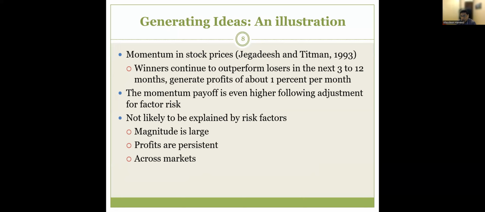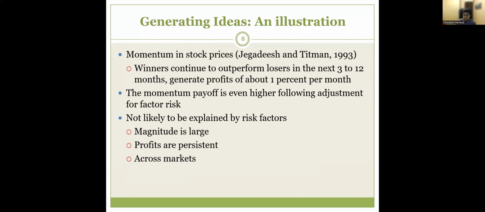So this long-short strategy generates significant alphas. And that's the Jegadeesh and Titman paper, which has got almost 15,000 citations. So this is a well-researched topic. The momentum payoff does not seem to be explained by standard reasons like risk. Adjusting for risk actually makes the momentum even bigger. The momentum profits are large and persistent, and it exists across different asset classes.